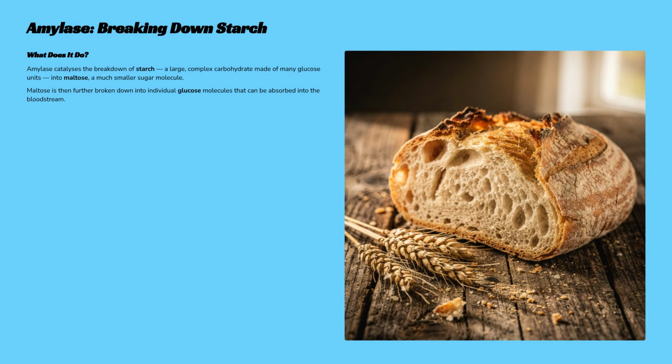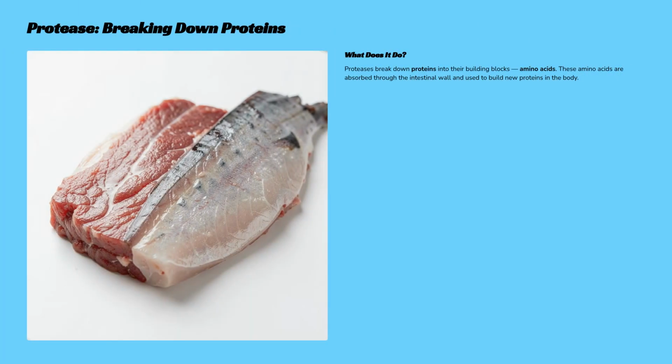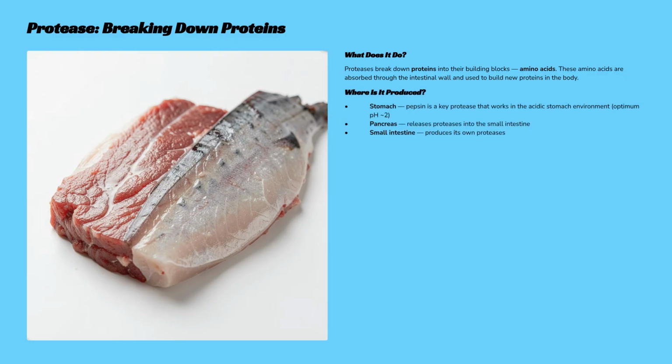Amylase breaks down starch into maltose, which is further broken down into absorbable glucose. It is produced in the salivary glands and pancreas, acting in the mouth and the small intestine. Proteases break down proteins into amino acids. They are produced in the stomach, pancreas, and small intestine. Pepsin in the stomach is a key example, adapted to the low pH of gastric juice.